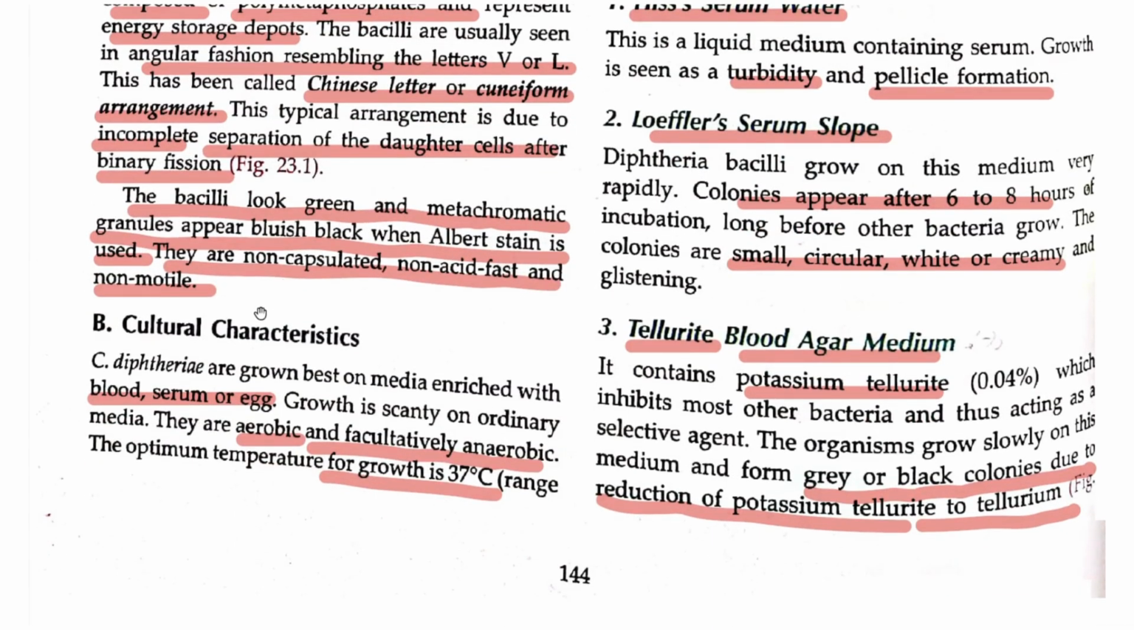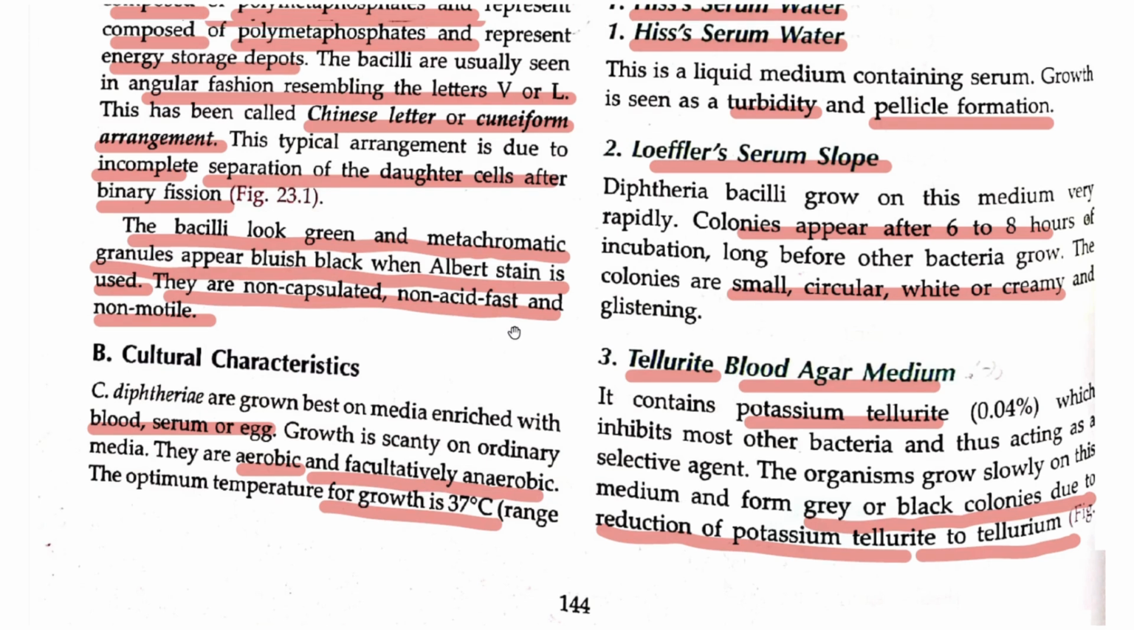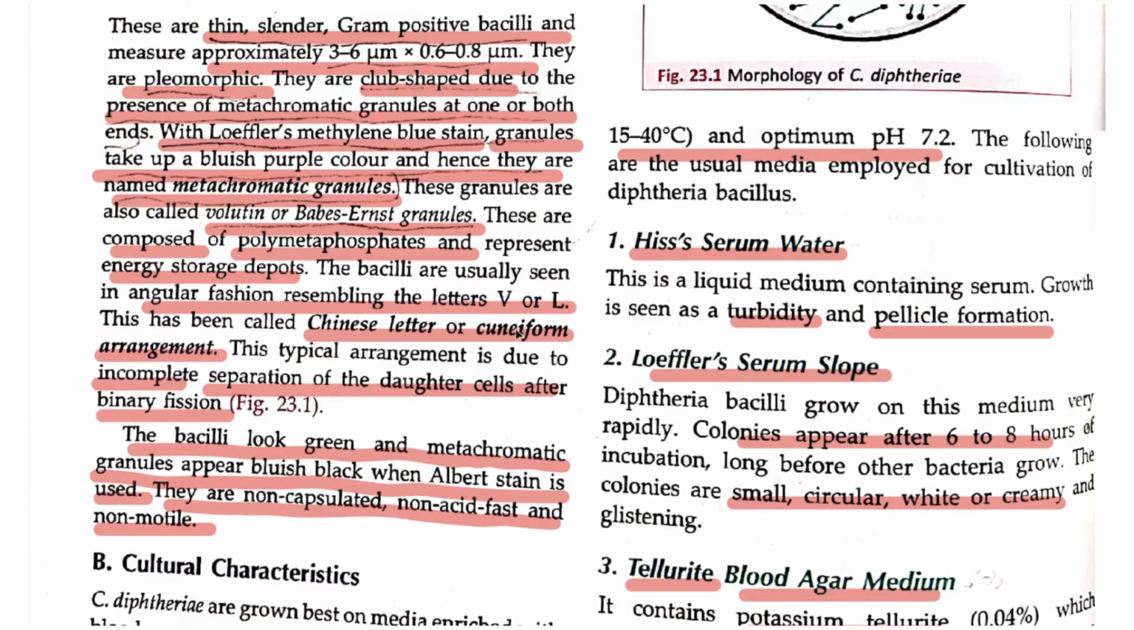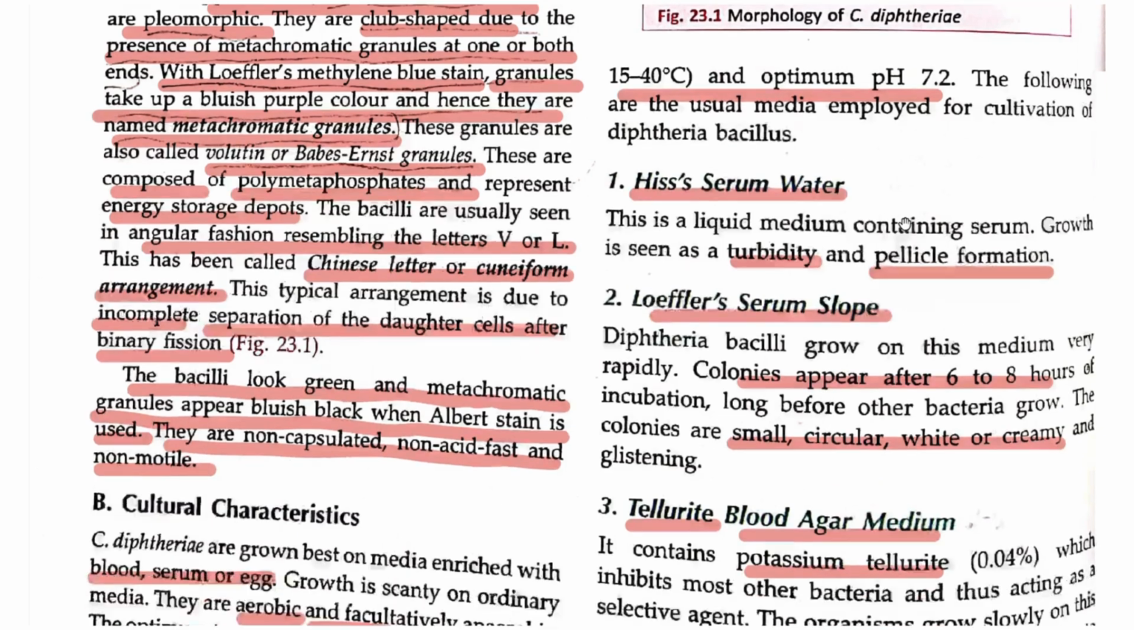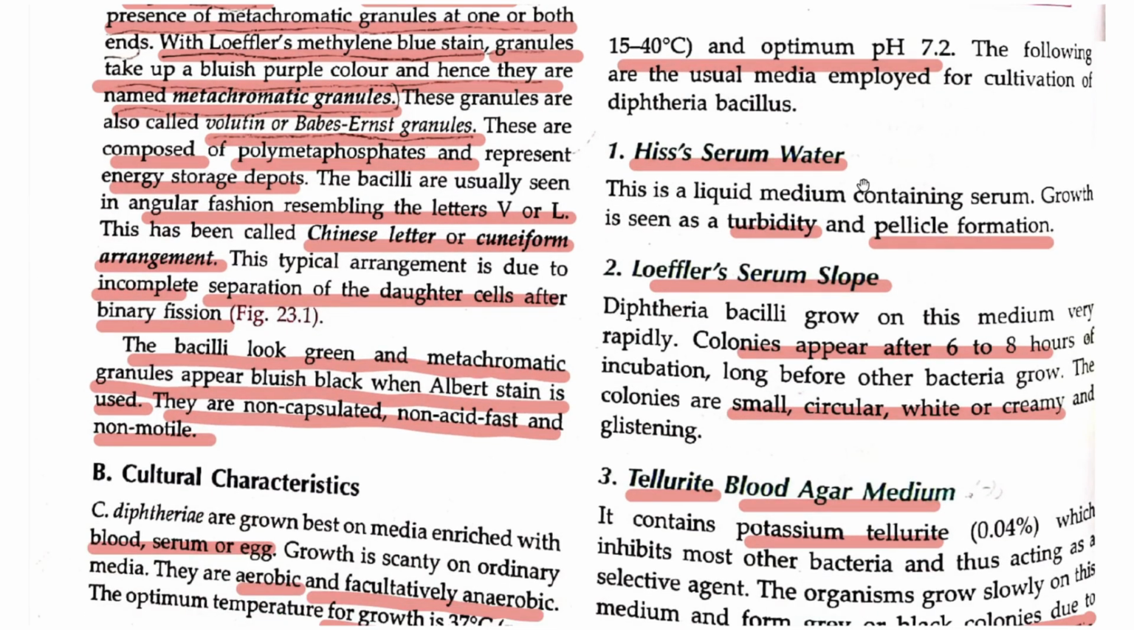Then we move on to the cultural characteristics of Corynebacterium diphtheriae. They are aerobic and facultatively anaerobic. The optimum temperature for growth is 37 degrees Celsius and the range is from 15 to 40 degrees Celsius, and the optimum pH is 7.2. Then you will write the different media employed for cultivation of the bacillus. First is serum water. In serum water, the growth is seen as turbidity and pellicle formation.